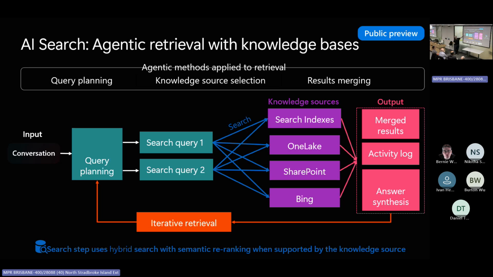Now I can put a query into AI search, and using agentic retrieval, it will break it up and work out the different pieces of information it needs. It breaks it into multiple queries and searches multiple knowledge sources: search indexes in AI search, OneLake, SharePoint, and Bing. It brings all that data back into a single merged set of results and context to supply to my model. That's AI search with agentic retrieval. Massive game changer. You don't even need an IQ product to get that.